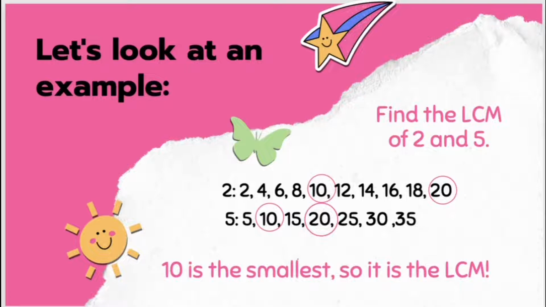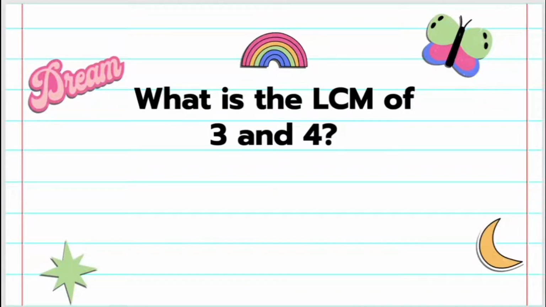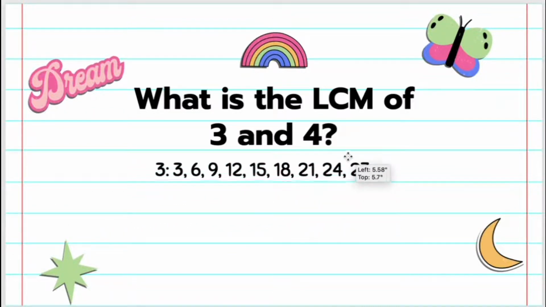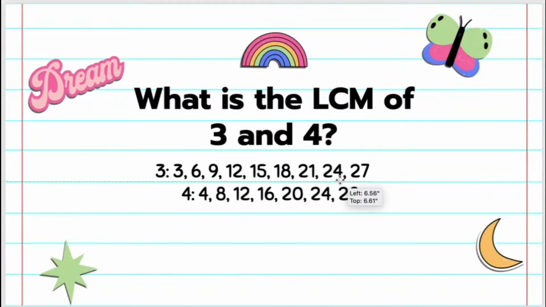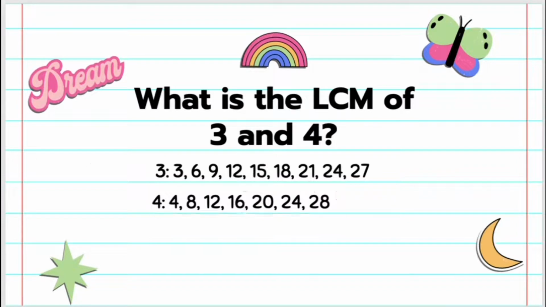Let's try another one. What is the least common multiple of 3 and 4? So first, I'm going to start by skip counting my 3's. 3, 6, 9, 12, 15, 18, 21, 24, 27. Now I'm going to skip count my 4's, or list my multiples. 4, 8, 12, 16, 20, 24, and 28.